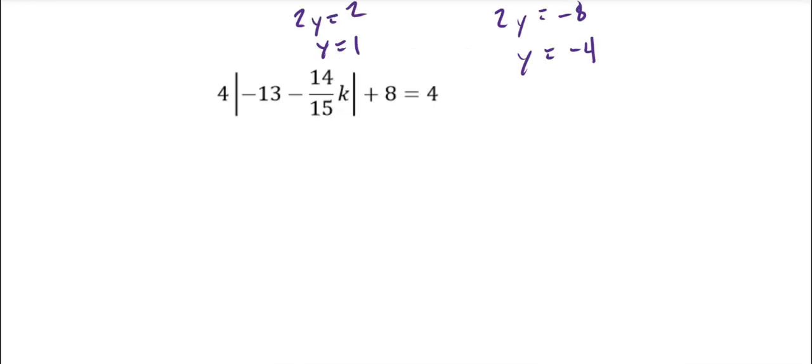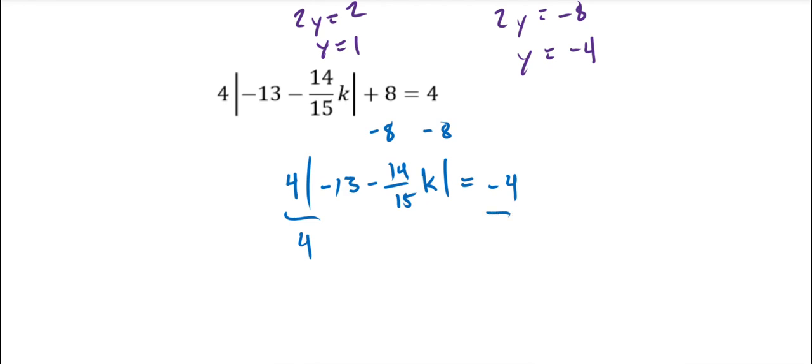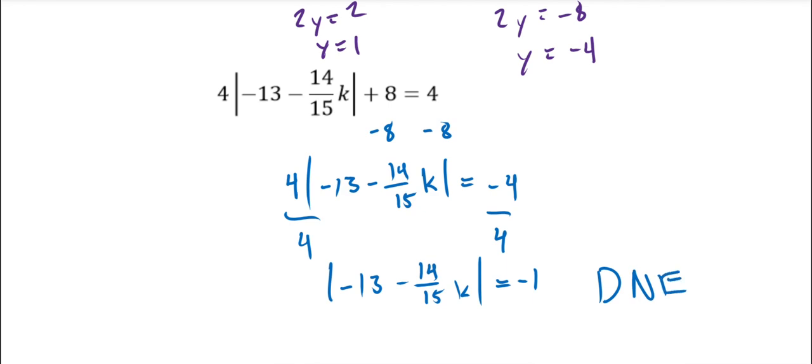Finally, we begin by isolating the absolute value. Subtracting 8 from both sides gives me 4 times the absolute value of negative 13 minus 14 over 15k is equal to -4. But dividing by 4 to complete the isolation, we then have this absolute value of negative 13 minus 14 over 15k is equal to -1. Again, an absolute value equal to -1 is a dead stop. This will have no solutions because absolute values cannot be negative.